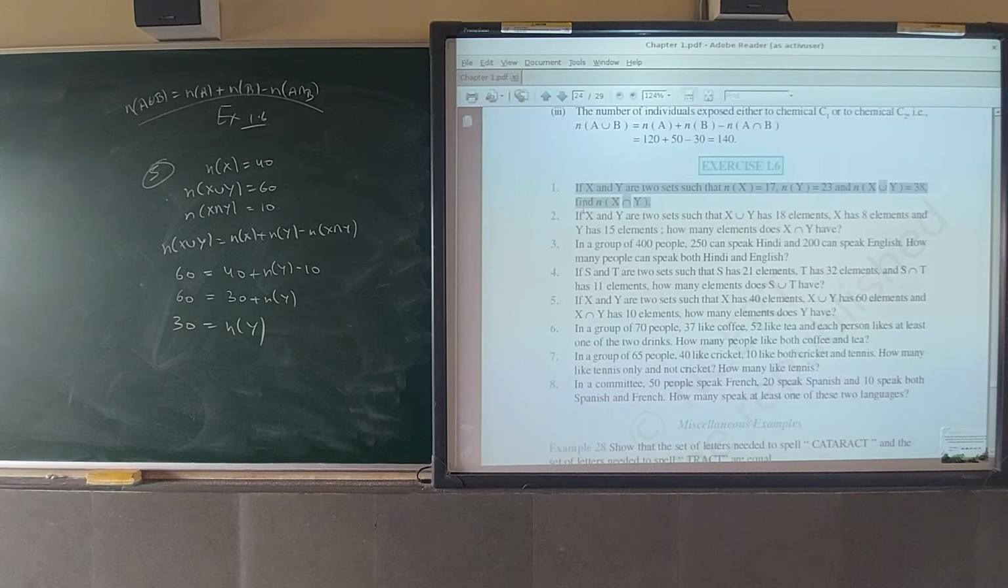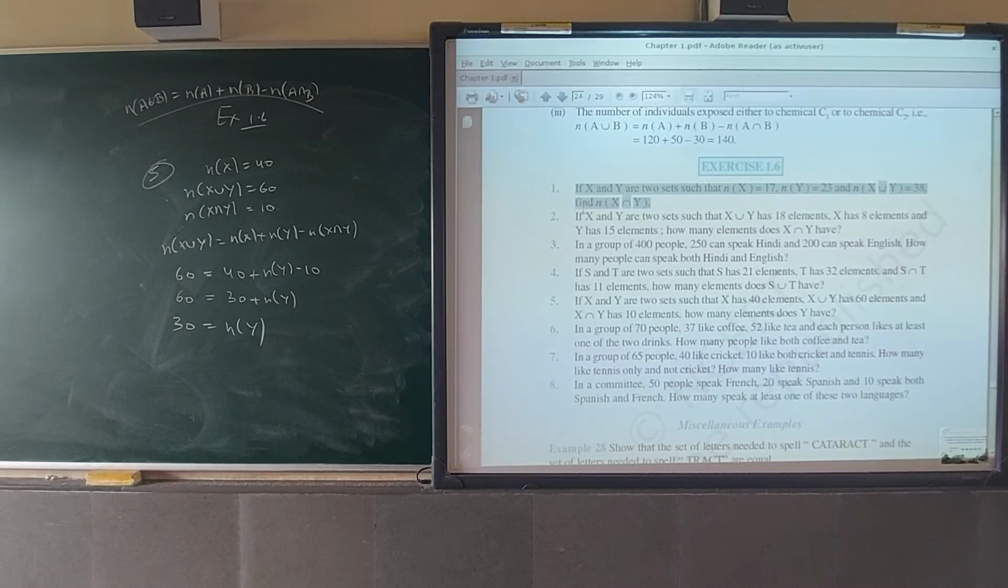Now sixth one. In a group of 70 people, 37 like coffee, 52 like tea and coffee. Each person likes at least one of the two drinks. How many people like both coffee and tea? Okay, sixth one.